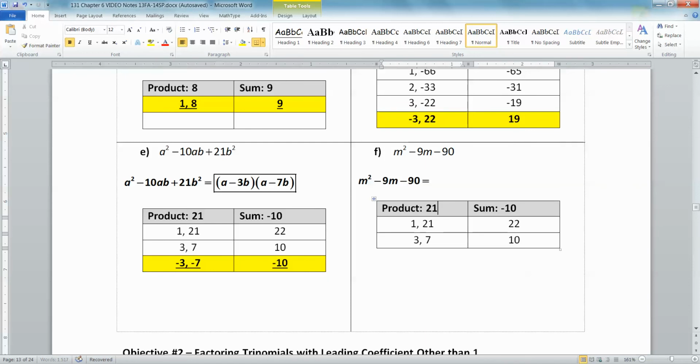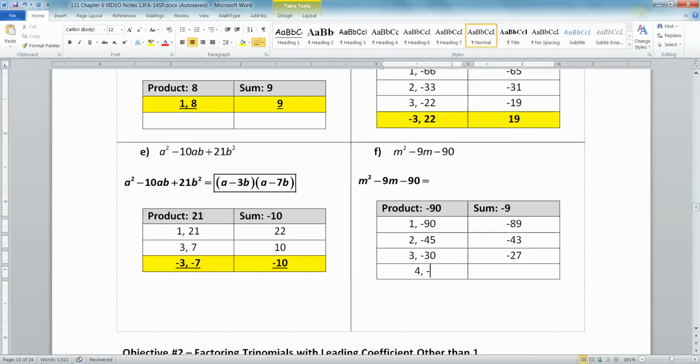Okay, now let's look at the last one. We've got to make a product of negative 90. We've got to add up to negative 9. Oh, this might take a while. Okay, so 1 and negative 90, that would make negative 89. No good. 2 and negative 45, that would make negative 43. No good. 3 and negative 30, that would make negative 27.